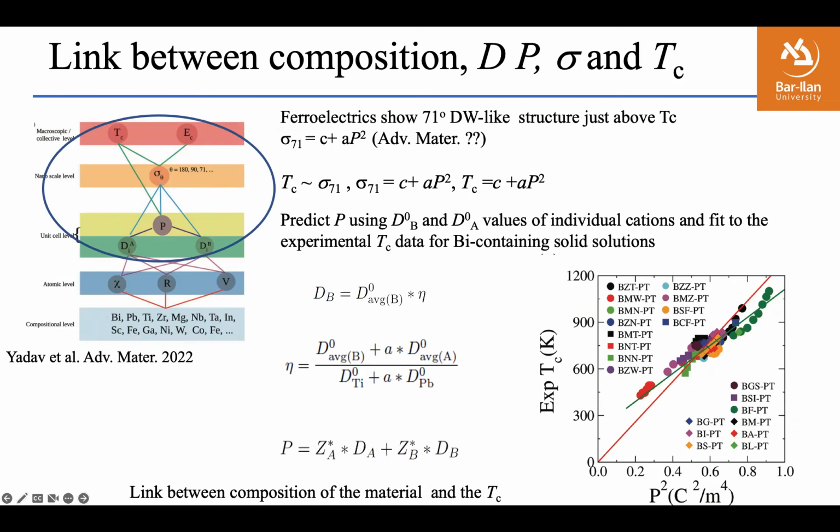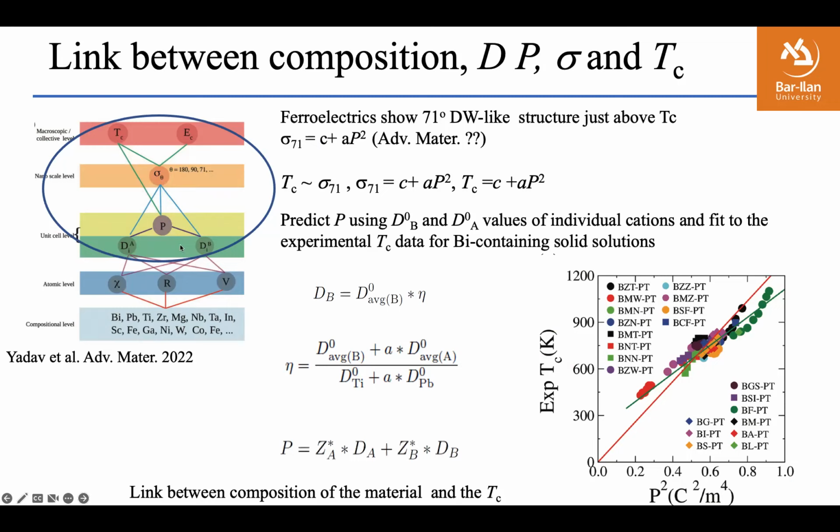Okay, so now we can go end-to-end, as they call it in machine learning, and look at our whole model starting from here. We know the composition, and based on the composition and the parameters we know the displacements of the individual cations. Once we know these displacements, we can calculate the polarization. From polarization, we get the sigma. From sigma, we get TC.